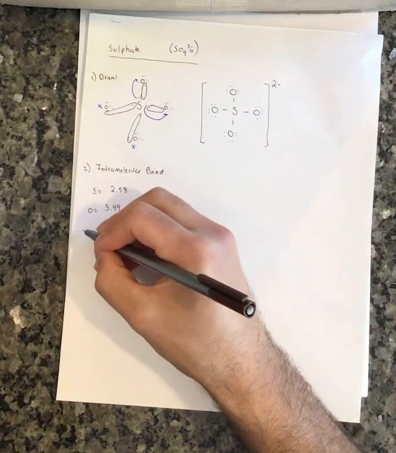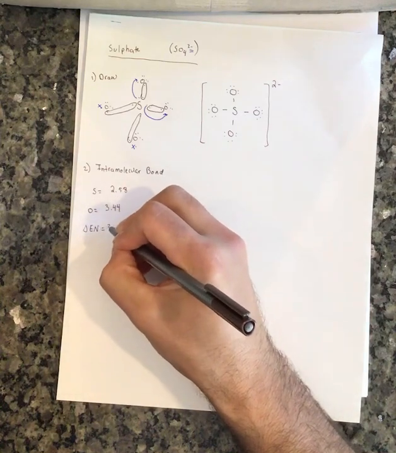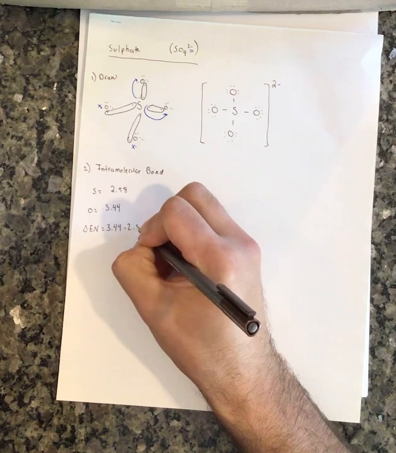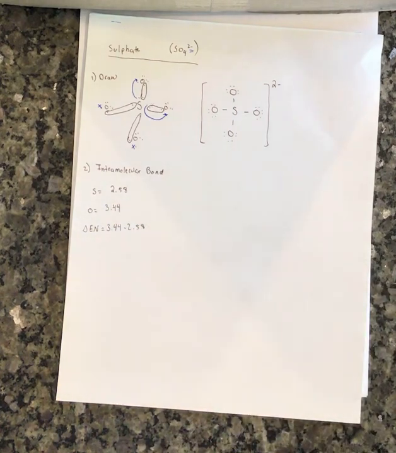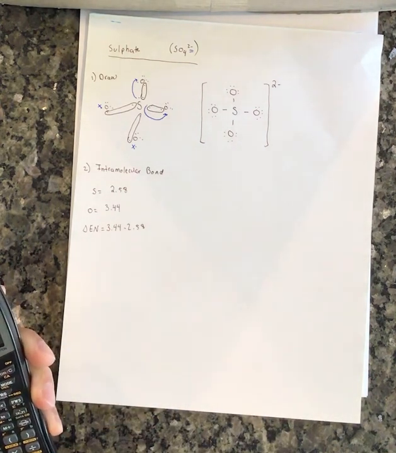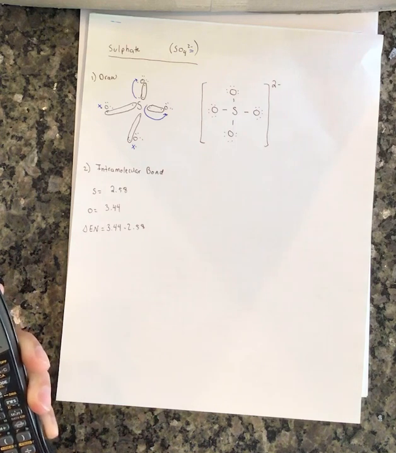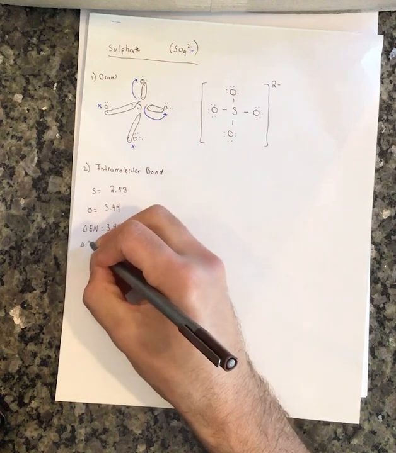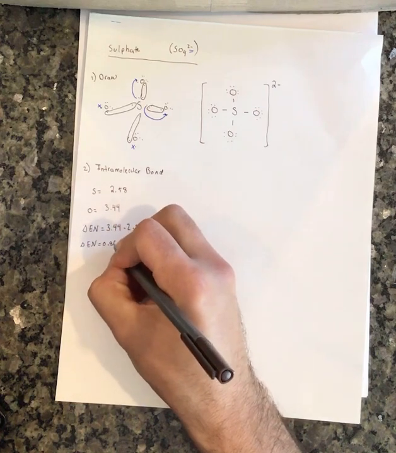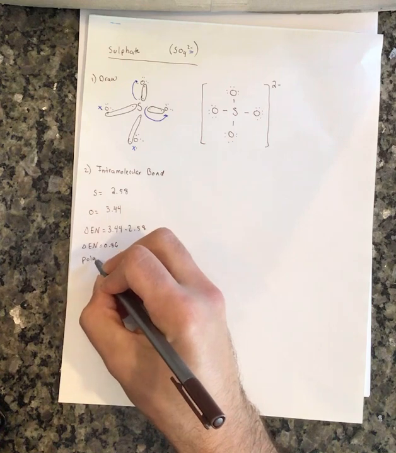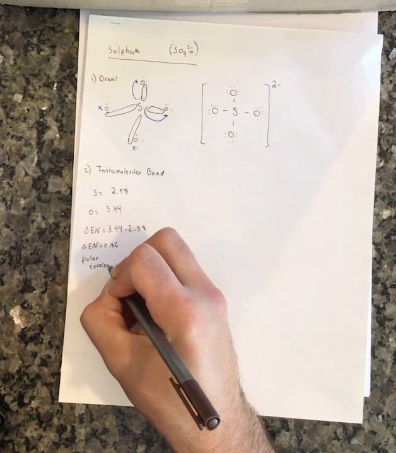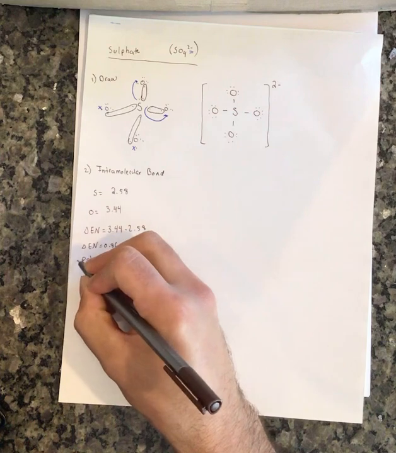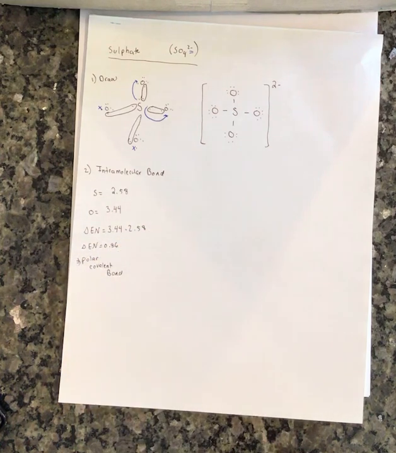Okay, so to find my change of electronegativity, I'm going to take 3.44 minus 2.58. The value that we get here is 0.86. So what would this be? This would be a polar covalent bond. Okay, not a polar molecule, polar bond, polar covalent bond.